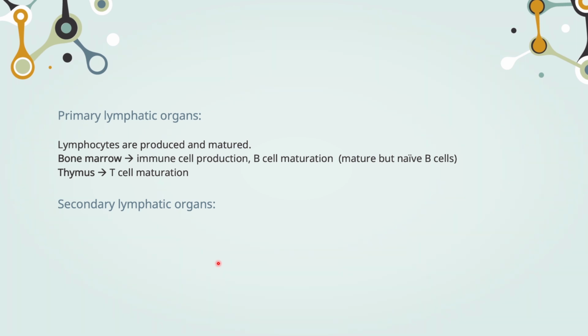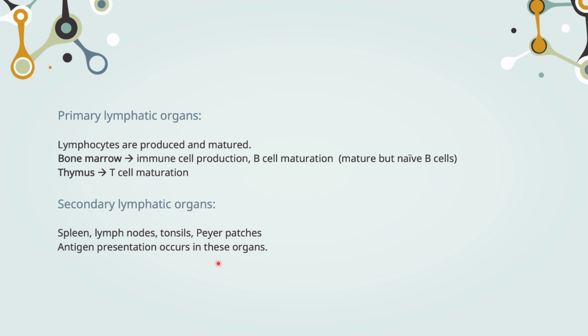So let's look at some of the most important secondary lymphatic organs. They are spleen, lymph nodes, tonsils, and Peyer's patches. So these are the most important ones. Antigen presentation occurs via antigen presenting cells. So for example, let's say antigen presenting cells capture an antigen in the skin. All right. So via the draining lymphatics, these antigen presenting cells come to the lymph node and present this antigen to the B cells and T cells. All right. Then they divide into mature effector cells. The mature naive cells divide into effector cells.